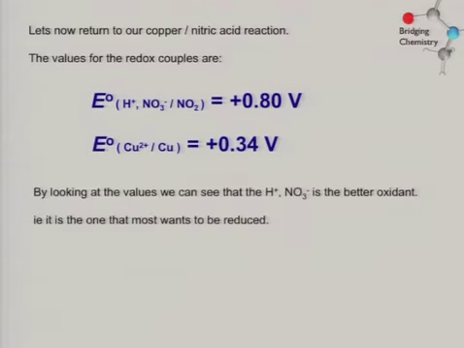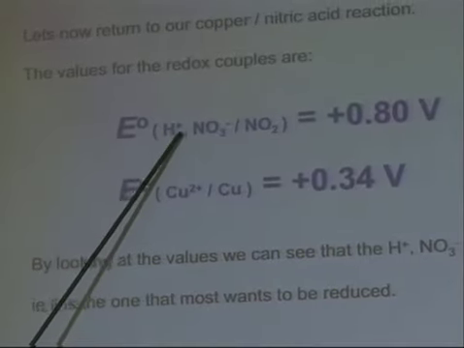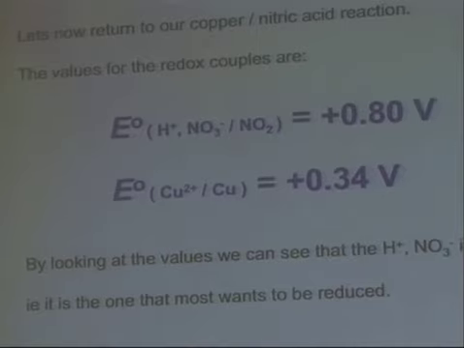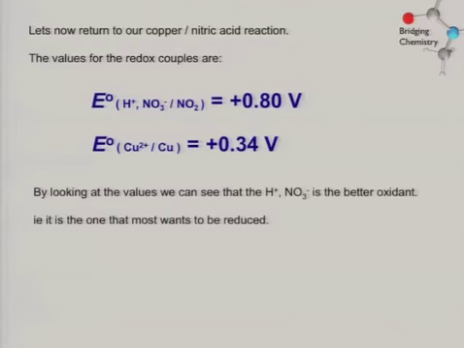And what we can do is this. We can just look at those two numbers and we can recognize hopefully that the one for the nitric acid is the more positive number. Right? It's a bigger number. That means that if we compare the oxidants in each of our two redox couples, the H plus and the NO3 minus here, and the copper 2 plus here, we can say that H plus and NO3 minus is the best oxidant because it's got the bigger number.